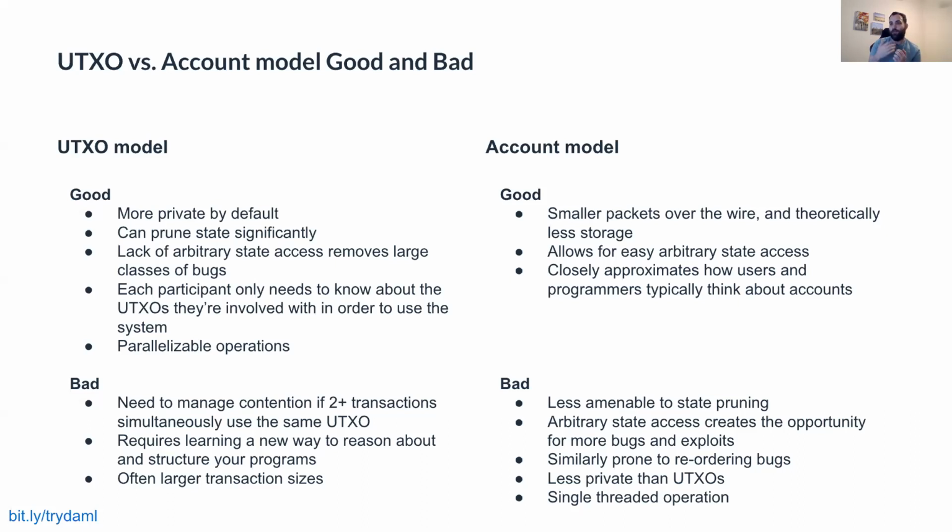You also get parallelizable operations because every entry is discrete. You can run multiple entries in parallel as long as they don't interact with each other. On the good side of the account model, you tend to, and some people would argue this, get smaller packets over the wire, which theoretically means less storage for your data.